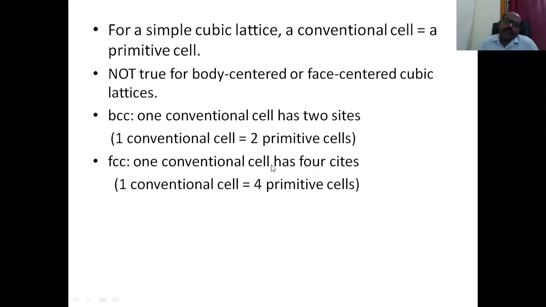Four primitive cells means it is just like a simple cube, only it possesses lattice points at corners only. Okay, so we will see how one conventional cell is equivalent to two primitive cells, and one conventional cell is equivalent to four primitive cells, in the coming slides.